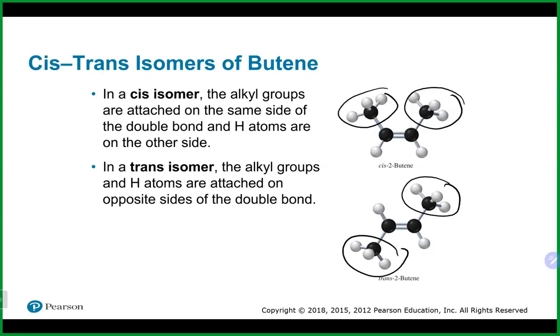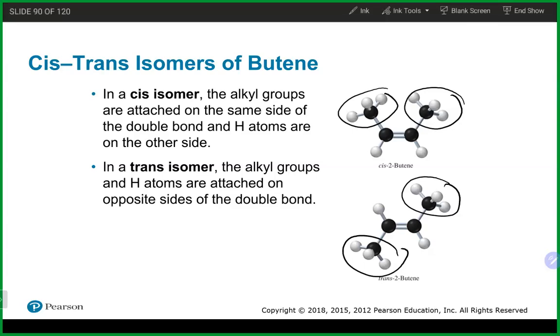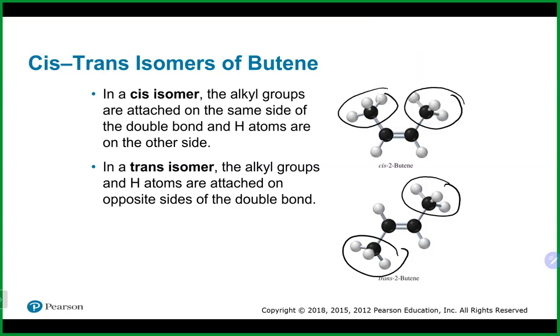By the way, when we go to name this, the longest carbon chain is 1, 2, 3, and 4 there. So that is where butene comes from, as it has a double bond in it based off of butane.